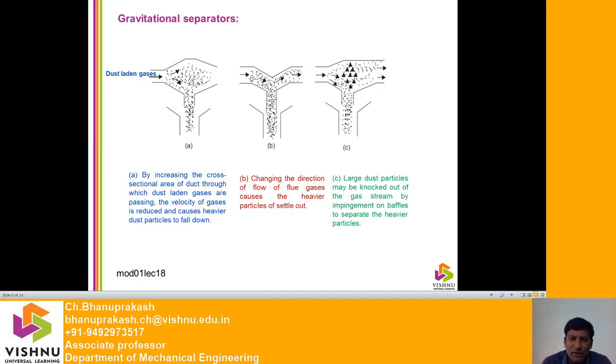Here the dust laden gases are passing through it, and changing the direction of flow of flue gases causes the heavier particles to settle down. Now the third one, which I am not showing here, is a number of baffle plates we are placing. When the dust laden gases pass through it, the large dust particles will impinge on the baffles to separate the heavier dust particles, and they will settle at the bottom. This is regarding a gravitational separator.